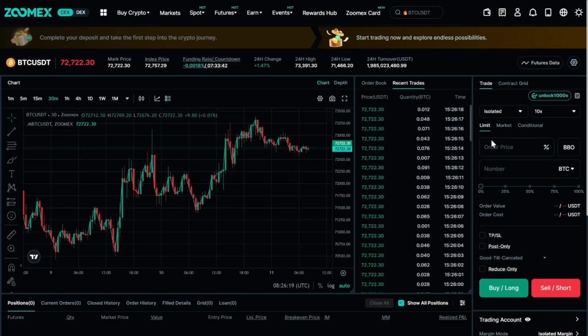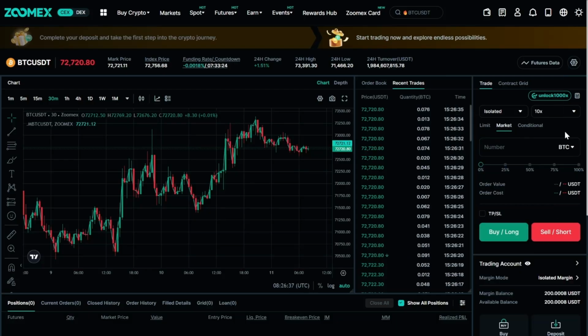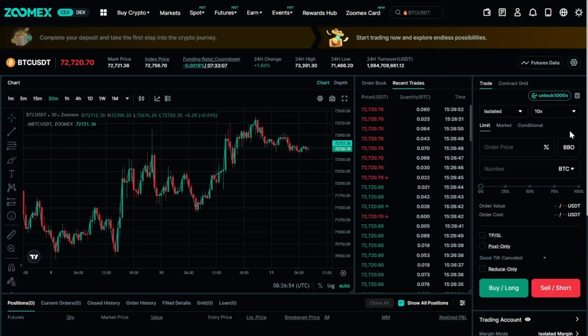Zoomex offers 3 types of orders. We have a market order. A market order executes instantly at the current price. This is the fastest way to enter or exit a trade. We have a limit order. A limit order lets you set the exact price you want to buy or sell at, and it will only execute if the market reaches that price.